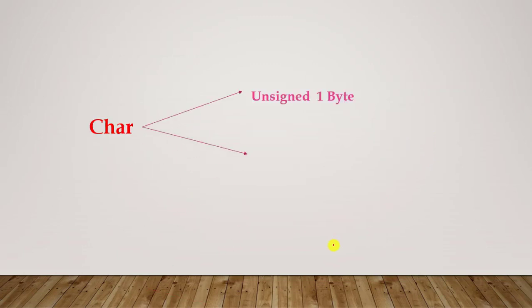Then the next one is char. What is char? It is nothing but if you wanted to store characters like A, B, C, D, E, F, those are all called characters. If you wanted to store numbers, you can use int.